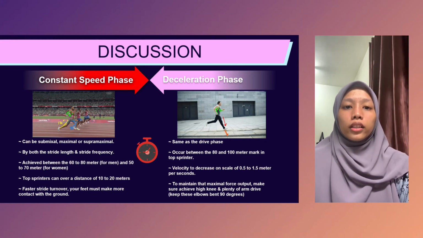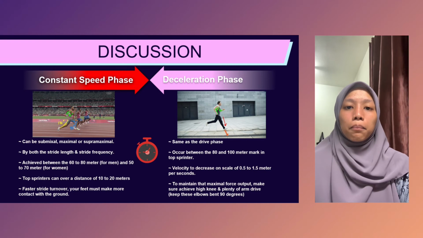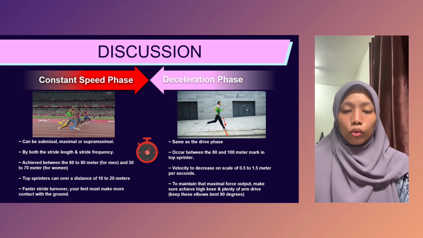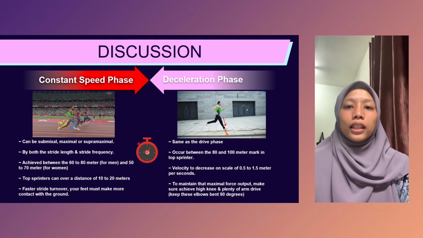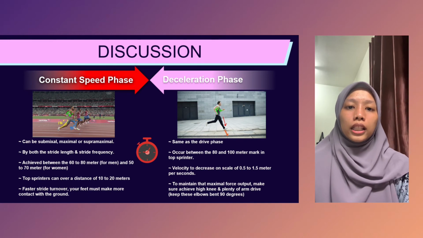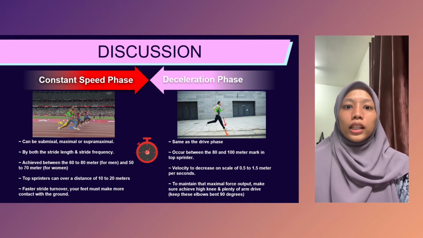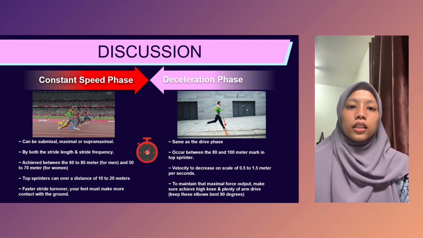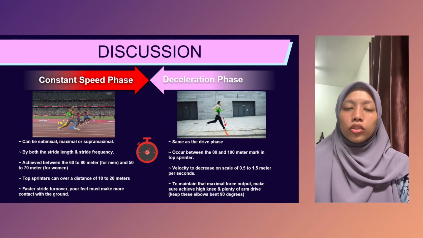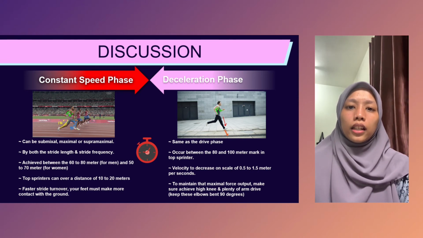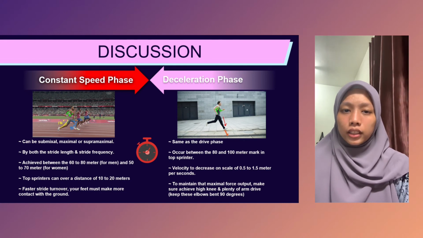With faster stride turnover, your feet must make more contact with the ground. So it's important to maintain a foot stride underneath the hip, which means your center of gravity. Next is the deceleration pace. This pace is the same as a drive pace and is categorized by a decrease in sprinting speed. It usually occurs between the 80 and 100 meter mark in top sprinters.